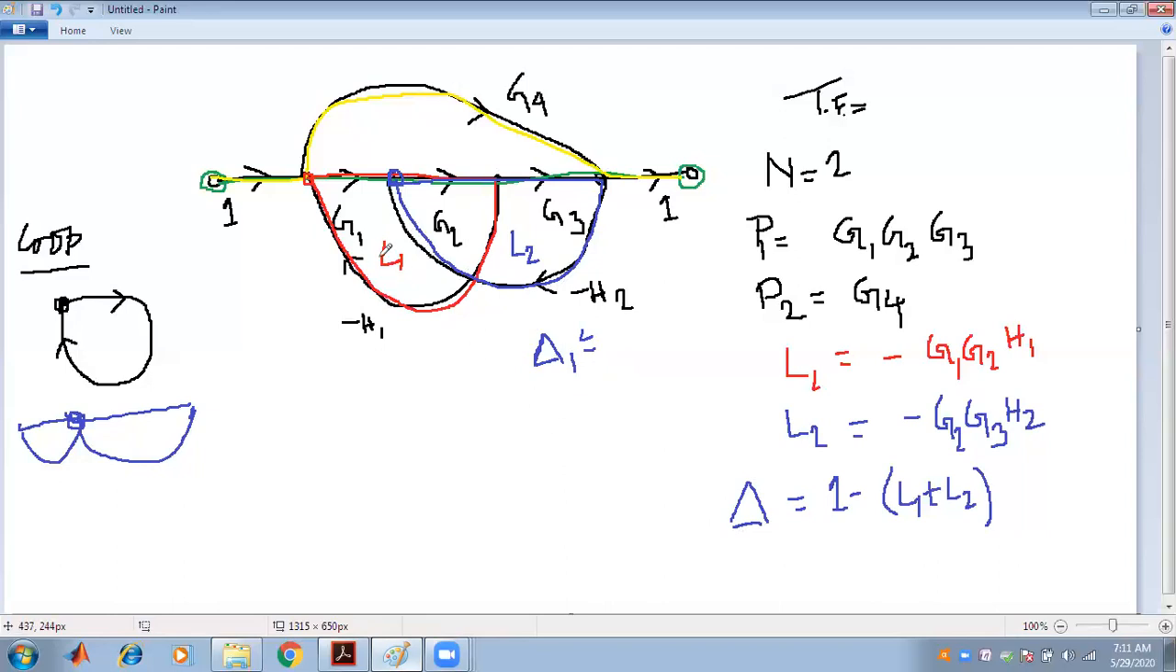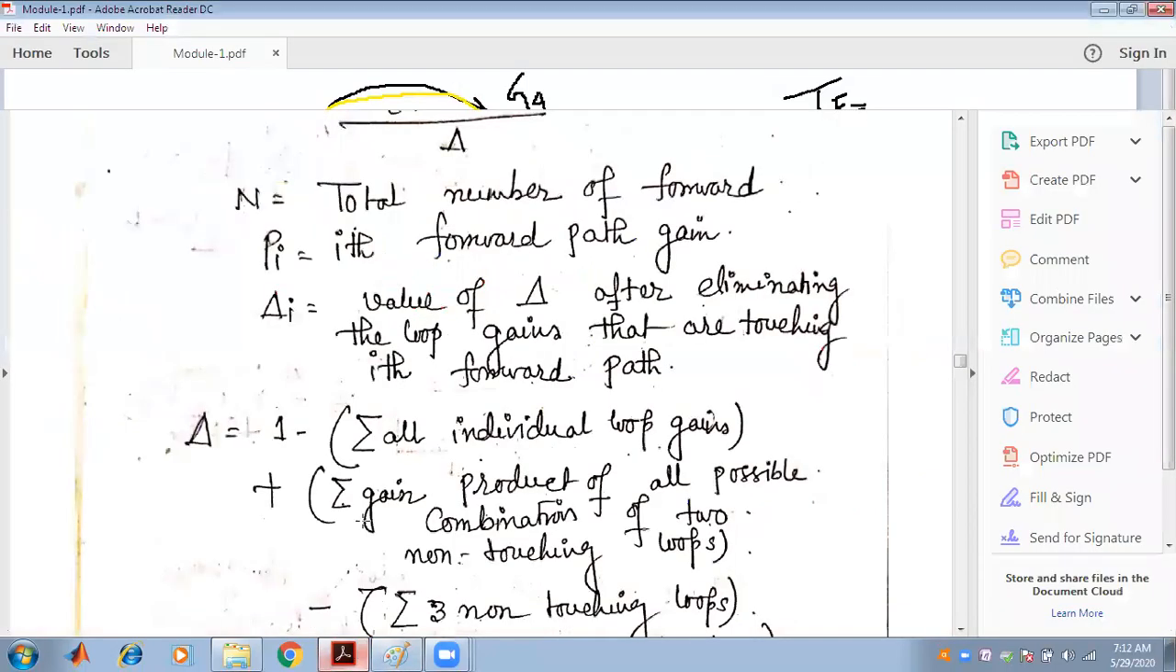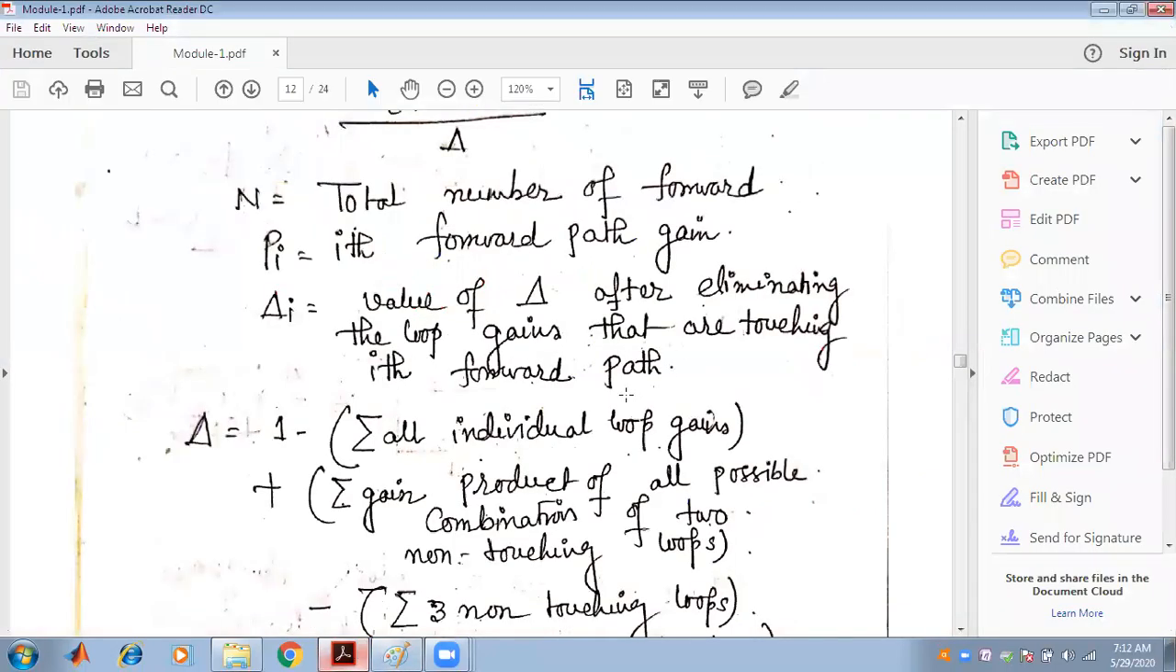So if I subtract L1 and L2 from del in order to find del 1, del 1 will be 1. Del 1 means all the possible combinations of loop gains touching the first forward path are eliminated, that is, all those loop gains are subtracted from the del value. So if I subtract all the loop gains, only 1 remains, because both loops are touching the ith forward path.